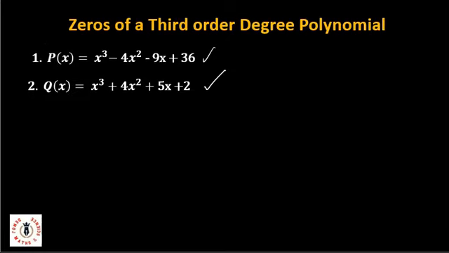Now for the second question, you observe that q of x is equal to x raised to power 3 plus 4x squared plus 5x plus 2. You observe this quickly, and you see that we cannot group this question.